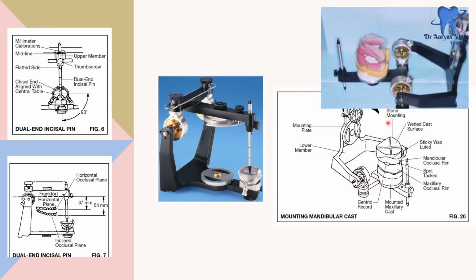And this incisal pin extends beyond the top of the upper member and provides a third point of stability when inverting the articulator for the mandibular cast mounting. This is the inverting of the articulator for the mandibular cast mounting. So, here it provides a third point of stability. And the spherical tip of the incisal pin serves as the dual end. It is useful for fabricating customized acrylic anterior gate tables also.